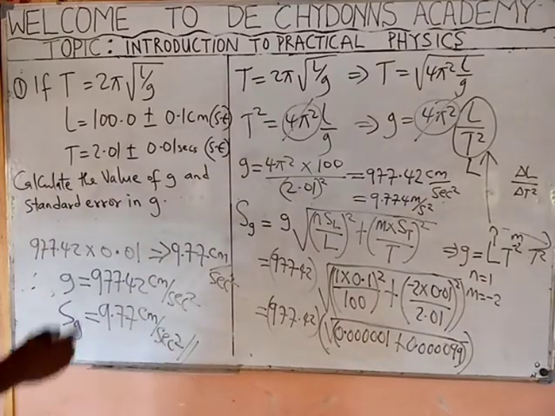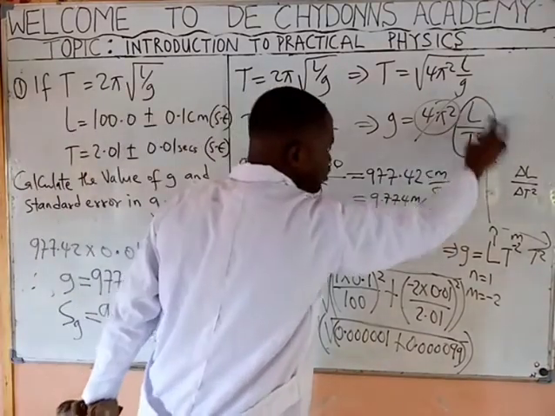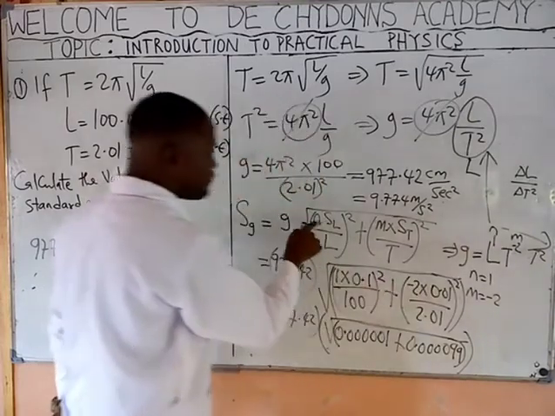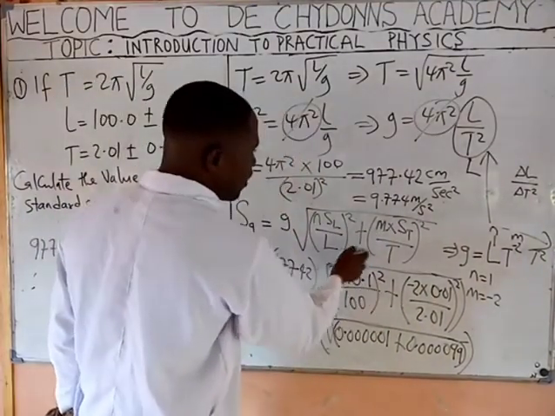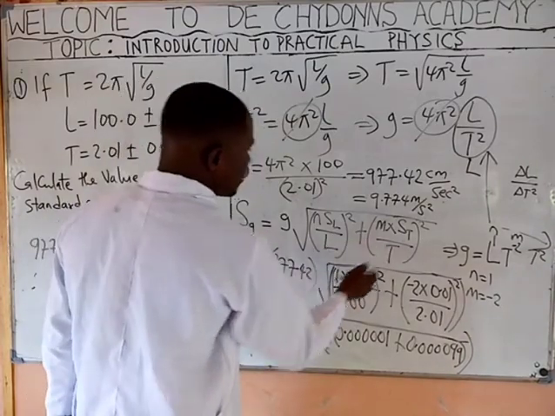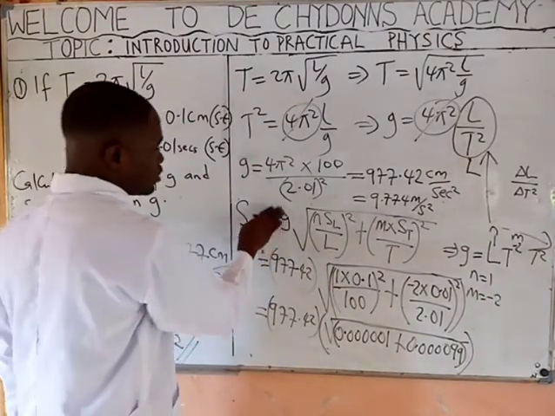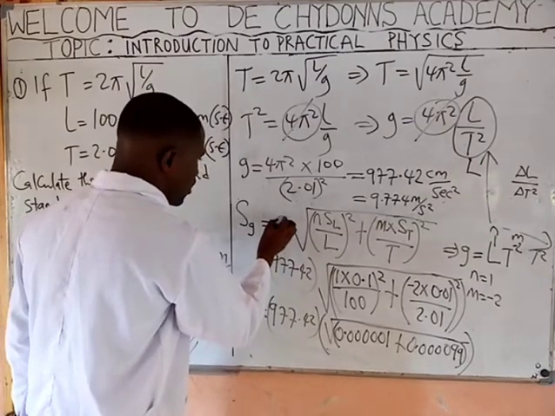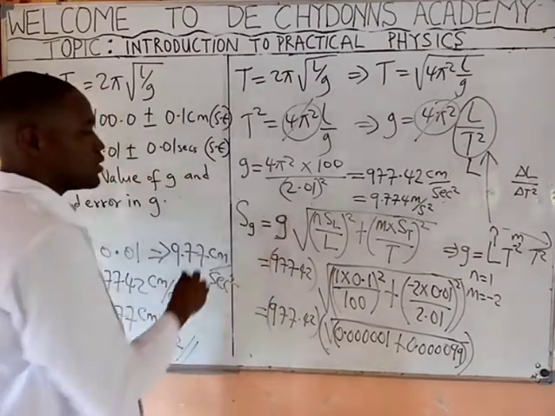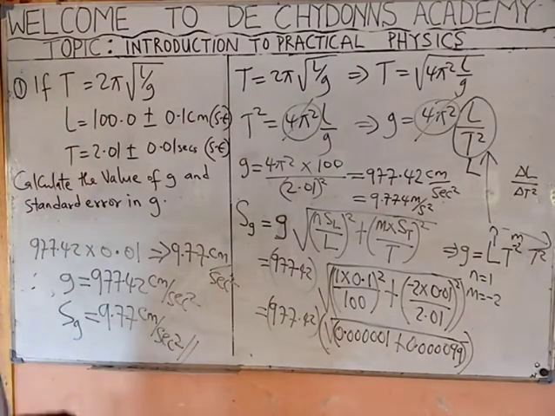That is how to get it. You have to rearrange the formula to be in this form so that you get the value of your n and the value of your m. Then put it in this formula. Once you put it in this formula, multiply it by your g, and that is your error in g.